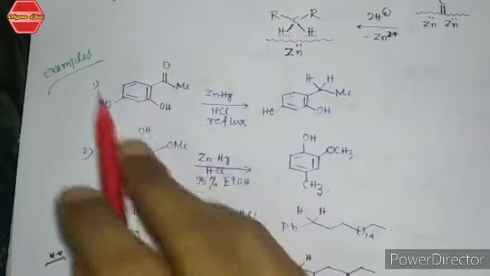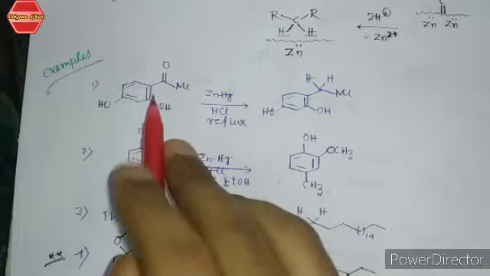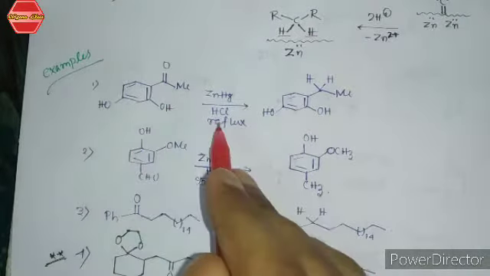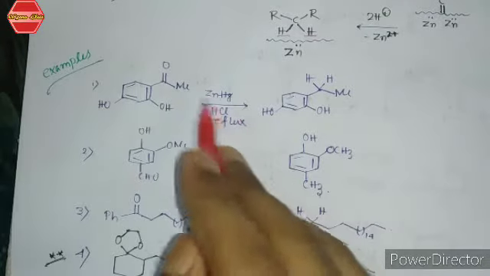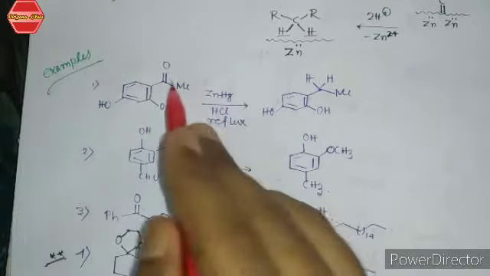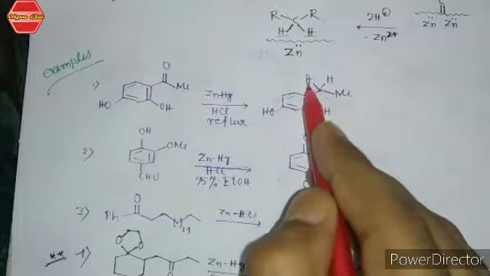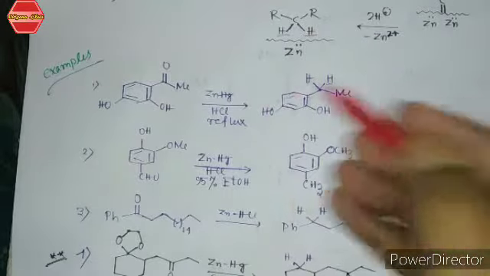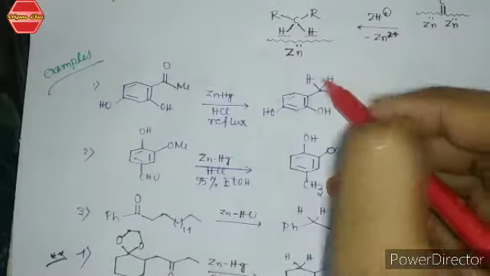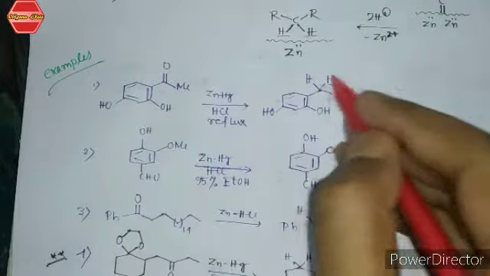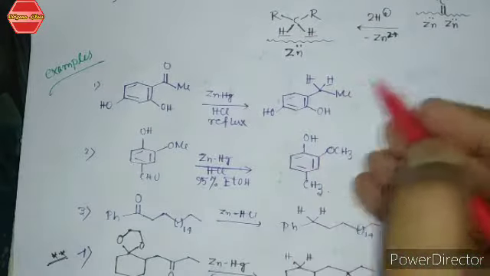Now this is your compound. Now if you use zinc amalgam in presence of acid like HCl, then you get the reduced product like this. These 2 hydrogens are generally introduced. Not hydrogens reduced, just this keto is reduced to this CH2. Okay, so this is your product.